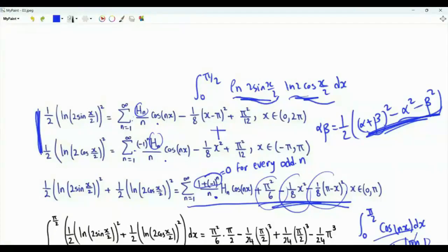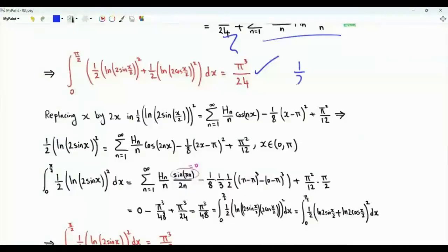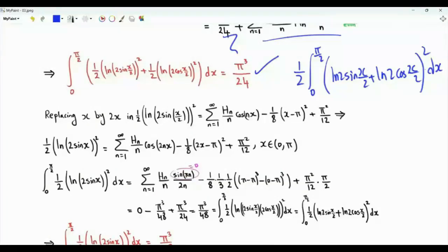To finish off our plan, we also need the integral of the sum squared. We need 1/2 the integral from 0 to pi over 2 of log 2 sine x over 2 plus log 2 cosine x over 2, all squared. We can combine these two logarithms. Together, they give us log 2 times sine x over 2 times cosine x over 2. 2 sine x over 2 cosine x over 2, that's sine x.